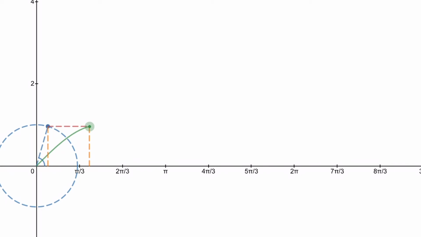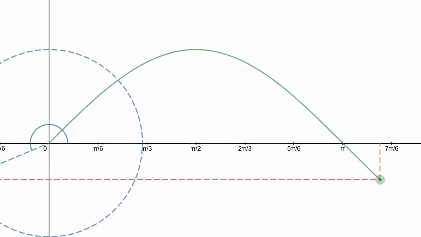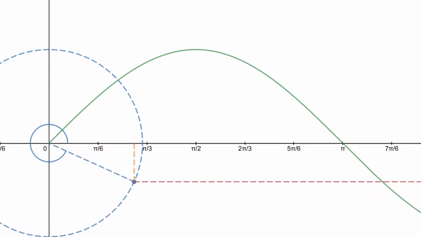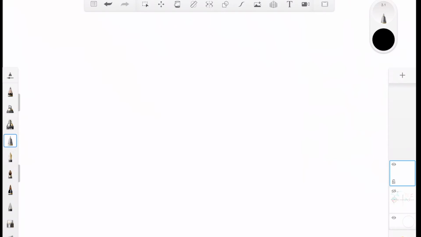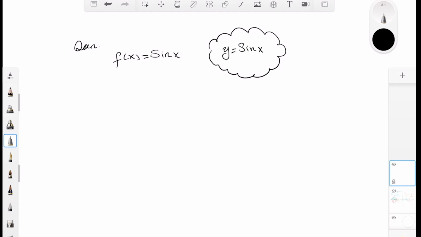Let's see it one more time. I can zoom. All right, let's go back. Now that you have some idea how sine of theta looks, let's have a quiz. We have a function f of x equal to sine of x. This is exactly the same as y equal to sine of x. This x in the function represents theta. I could say sine of t, sine of alpha. So don't get confused about this x. This x is the value of theta.